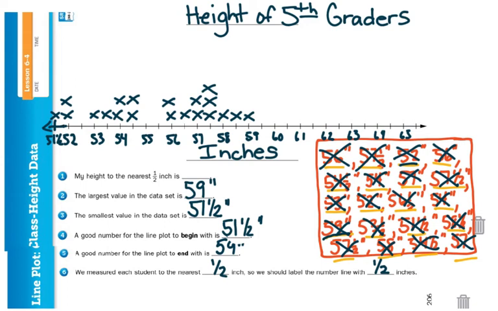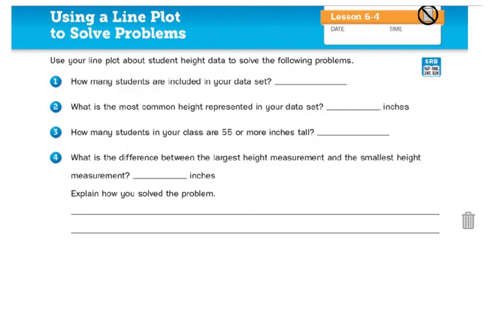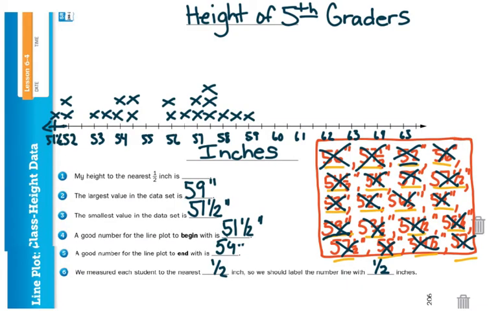On the next page, page 207, we have some questions to answer about this particular line plot. It says, use your line plot about student height to solve the following problems. How many students are included in your data set? So I'm going to be going back and forth as you will as well. Let's again count how many.